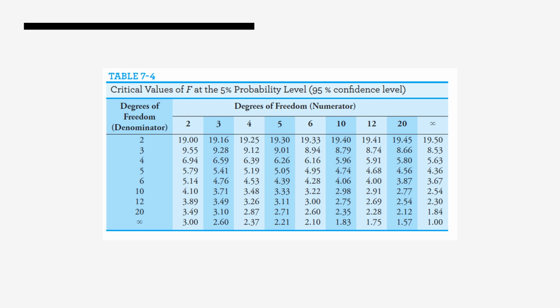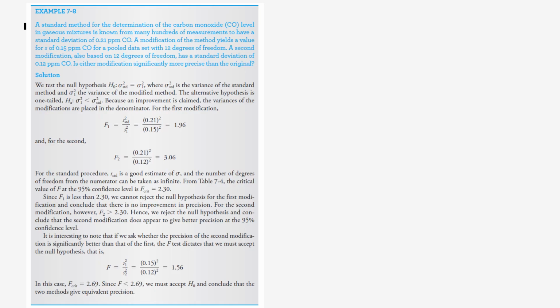And then these are the F values at different confidence levels. They will just be shown to you in order for you to know. That one is an example of the calculation.